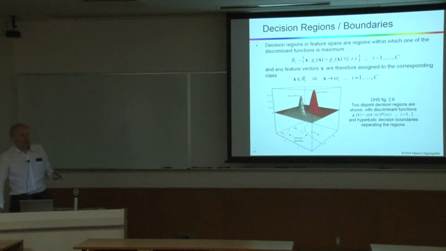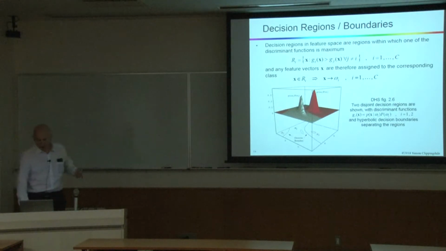So if your input vector is in this region here, you're going to assign it to class 1. If it's over here, you're going to assign it to class 2. Also, if it's over here, you're going to assign it to class 2. Because if you do the math, you may see that the height of this peak is not as big as the height of this peak, and actually it's more likely that an input over here has come from this distribution than from this one.